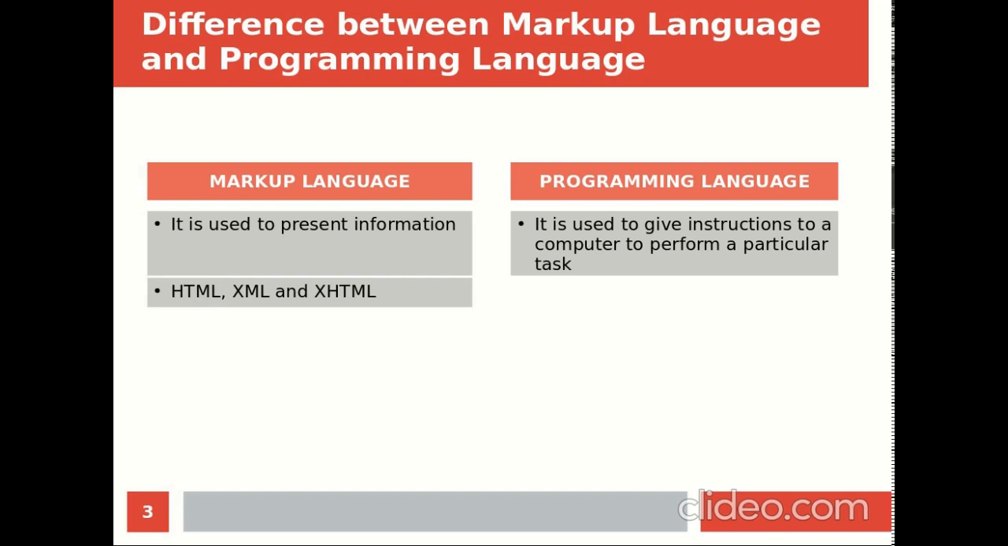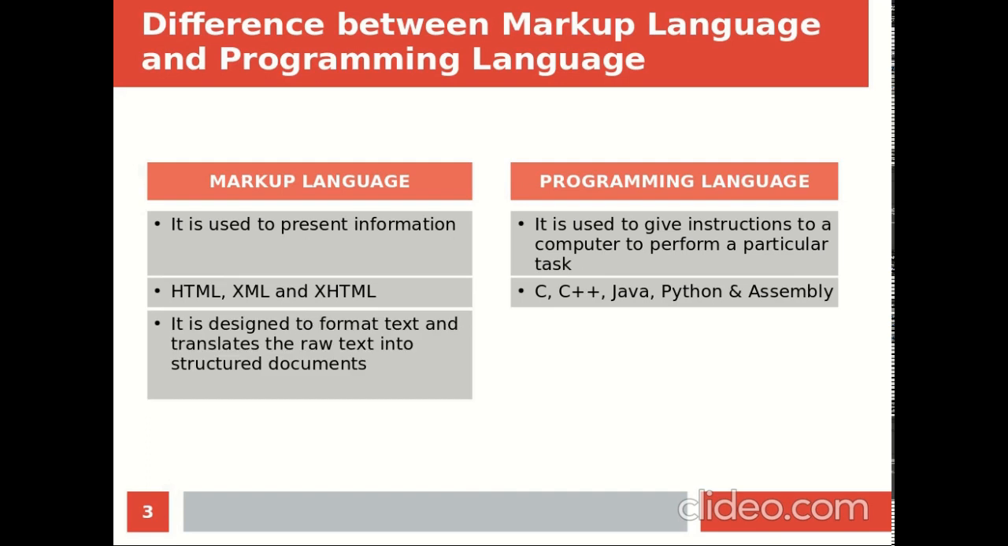So markup languages are HTML, XML, XHTML. So we are learning HTML, which is obviously a markup language. C, C++, Java, Python and assembly, these are all programming languages, you can program there. Markup language is designed to format text and translates the raw text into structured documents, which is also known as the DOM, like documents.